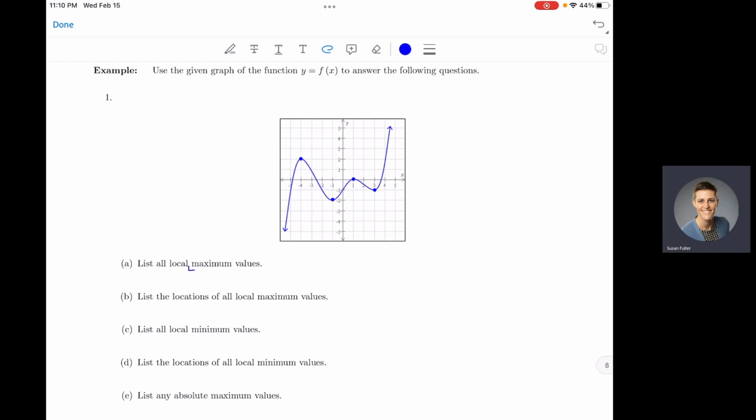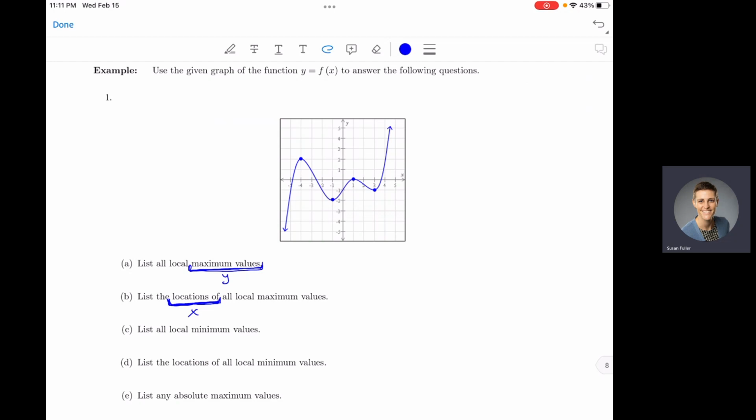if it's asking for a maximum value or a maximum function value, that means it wants y. If it's asking for the location of a maximum or minimum value, the locations are where a max or min happens. That's the x value. The x value is where it happens. The y value is the maximum value or the function value itself. So that's going to be the biggest confusing thing about this.